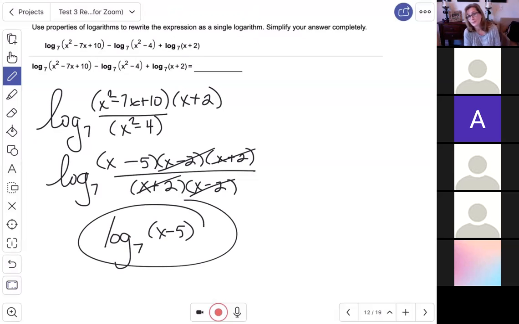Just don't forget to put the log in the front. A lot of people do all the work but carelessly forget to include the log. Okay, you have to have the log. You're combining it into one log. All right, so that's one when you're combining, and there's one more that you're going to condense into one log. Okay, it's very similar to the problem we just worked, just backwards.